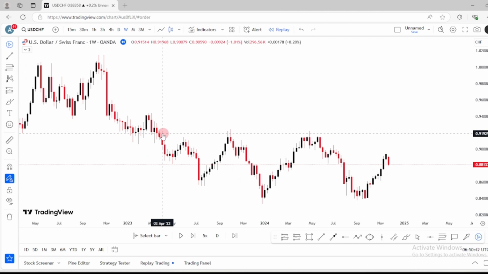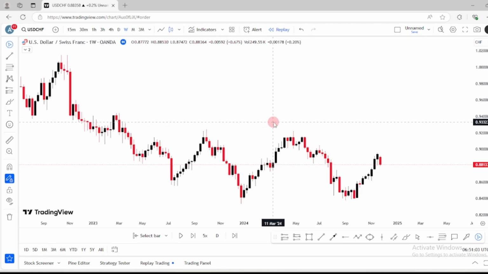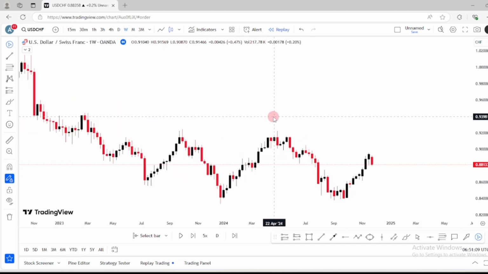If you are a price action trader, ICT trader, or SMC trader, your job is to find out where you're going to get in on the move and make money. As a price action trader, we're going to be using support and resistance, trend lines, and everything together, Fibonacci retracement to get your move.